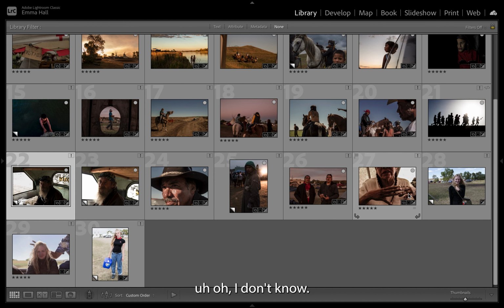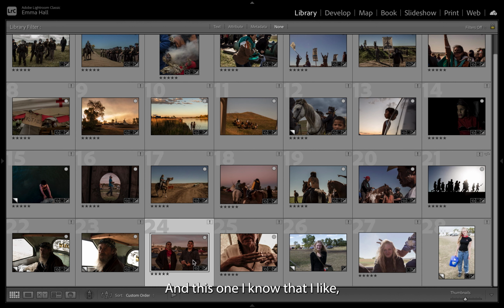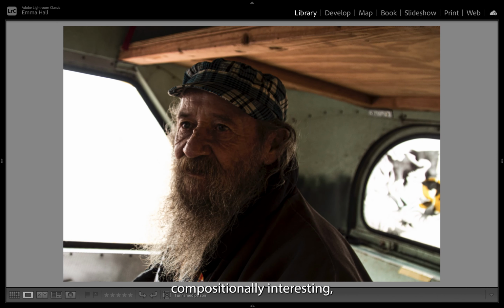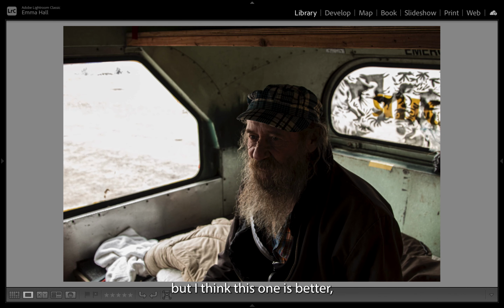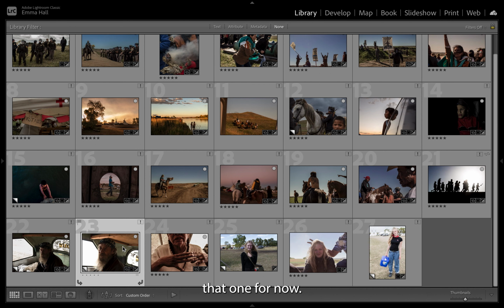So, I don't know. I think I'd have to get rid of this one. And unfortunately, probably Smokey. I just don't really see him fitting in the sequence because we have to really narrow things down. And this one, I know that I like, but other people probably won't, so we'll just delete that one. And between these two, I think this is compositionally interesting, but I think this one's better, to be honest. So we're going to go and delete that one for now.